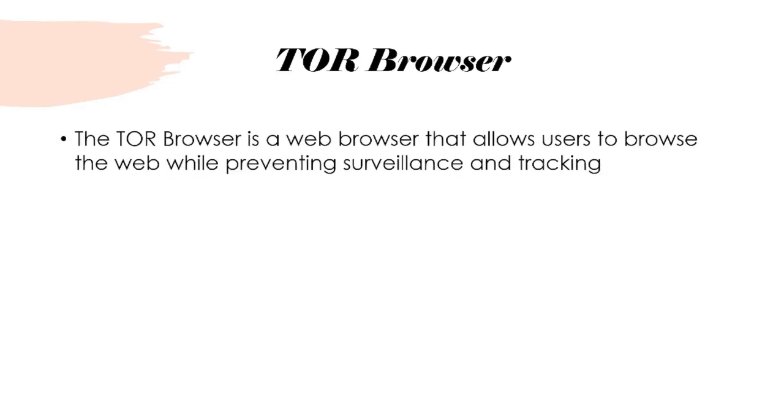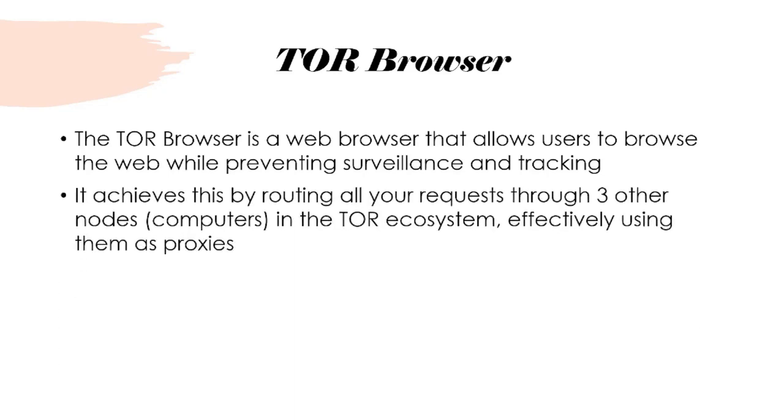So the Tor browser is a web browser that allows users to browse the web while preventing surveillance and tracking. Now, this is achieved by routing all of your requests through 3 other nodes, which are just other computers in the Tor ecosystem. And you pretty much use them as proxies. Think of it this way. Traffic is coming from your router, and it's going out to the web, but it's going through 3 other computers. And each time it goes through another computer, it's encrypted.